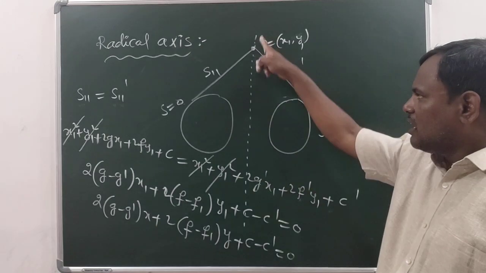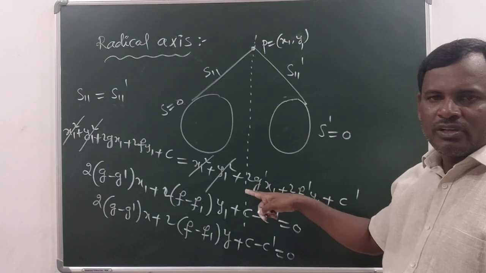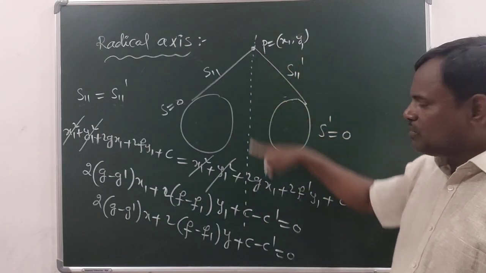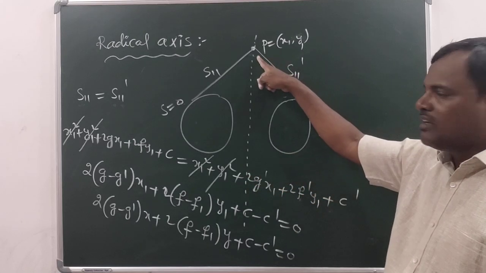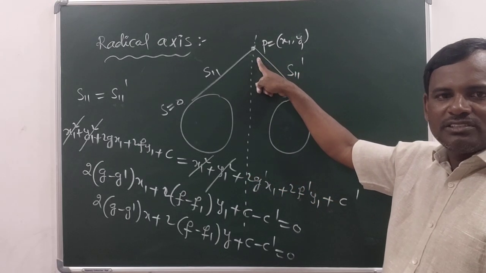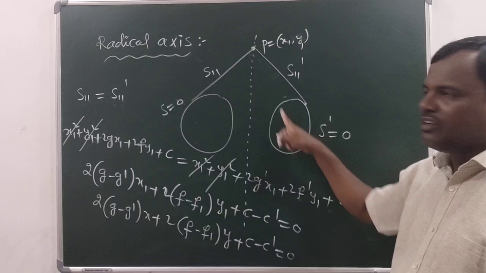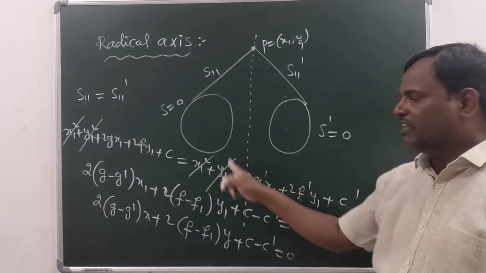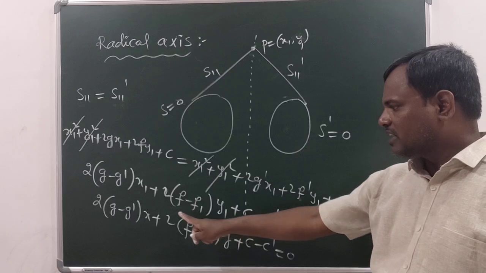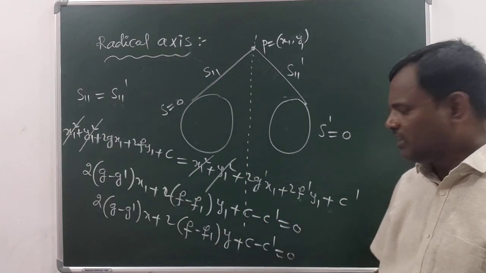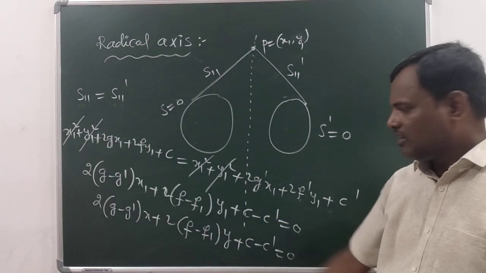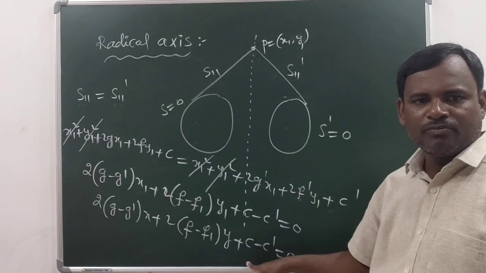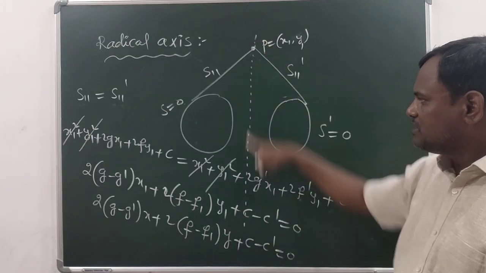See, this is the locus. If you take any point on this locus and measure its powers with respect to both circles, which will be equal. So I have equated, and in the final answer I replaced x1, y1 by x, y. I got one linear equation in two variables, which represents this radical axis.